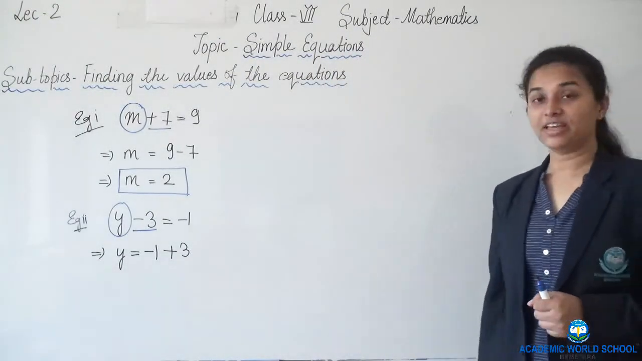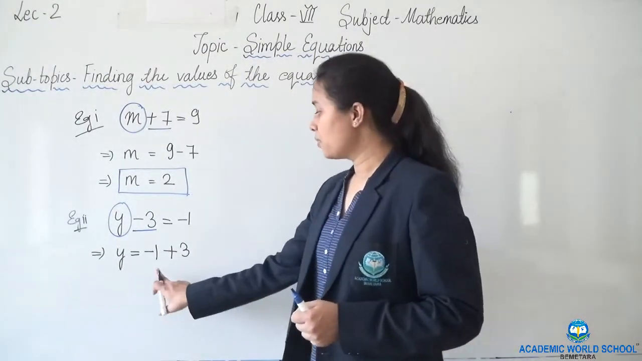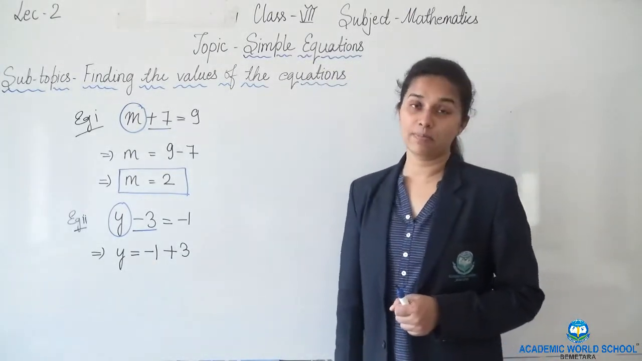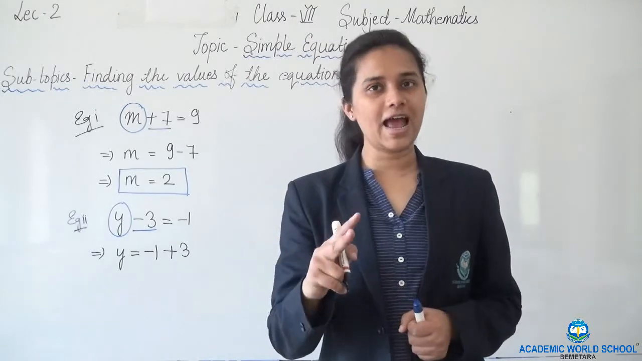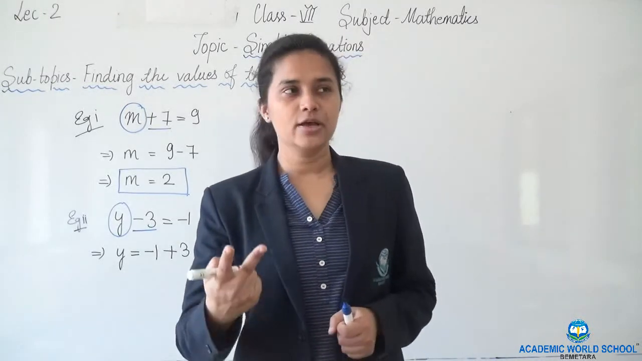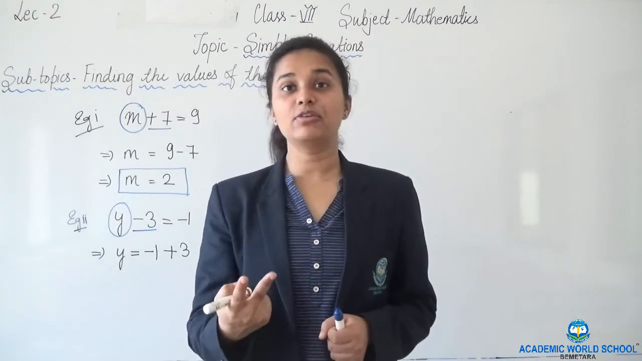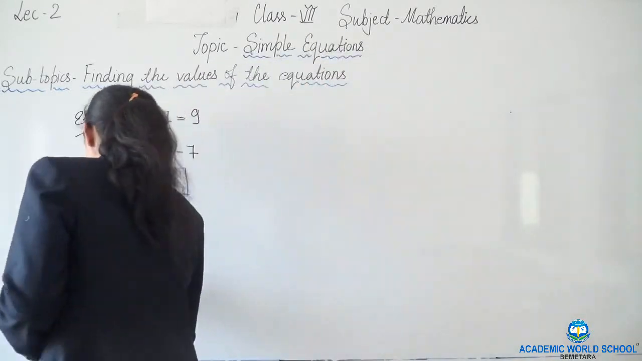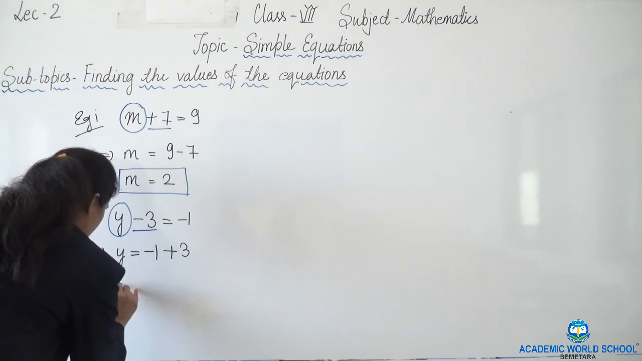Now, here we have integers. 1 is having the sign of minus and 3 is having the sign of plus. So both the numbers are having two different signs. When two integers have different signs, we subtract. So y equals 2.